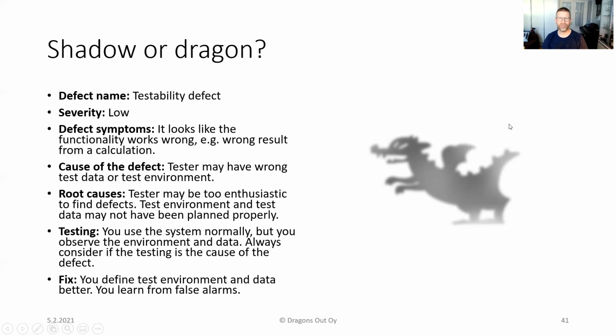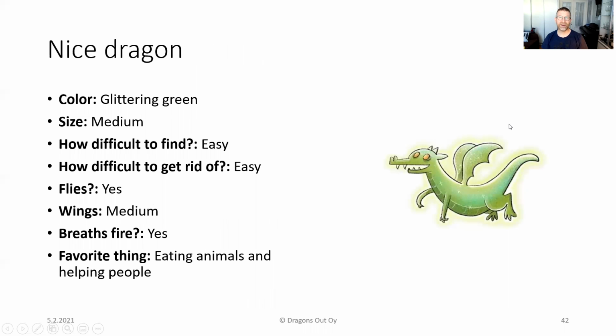So you look into it, but then in the end you conclude we don't need to change anything. Then there are nice dragons. So not all dragons are bad, like bad defects you need to remove. There are also good defects. So nice dragons are green as well, easy to see, easy to find. If you want to get rid of them, it's easy. You just say go away. And they like to help people as well sometimes.